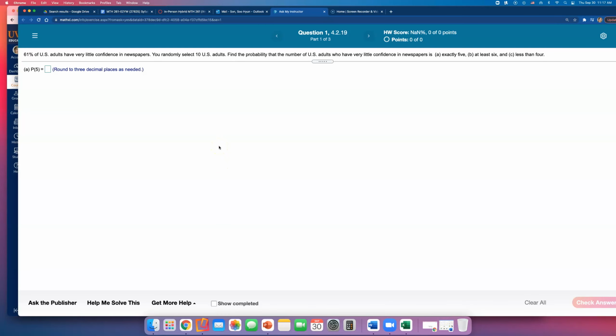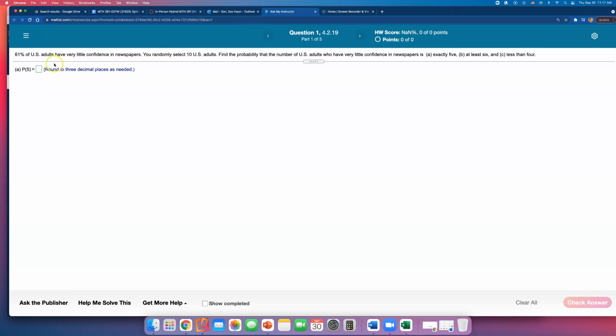61% of US adults have very little confidence in newspapers. You randomly select 10 US adults. So they either have very little confidence in newspapers or they don't. And they gave you that 61% is the percentage, or in this case, the success rate for our case. You randomly select 10 US adults, that's your N. We're looking at a binomial situation.